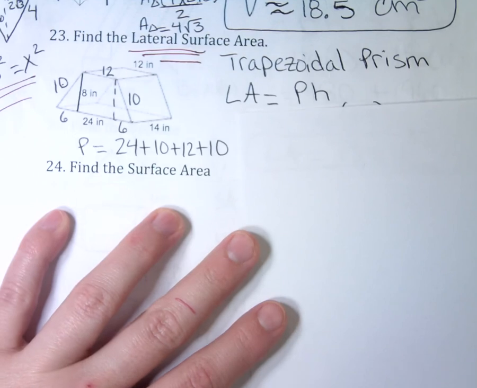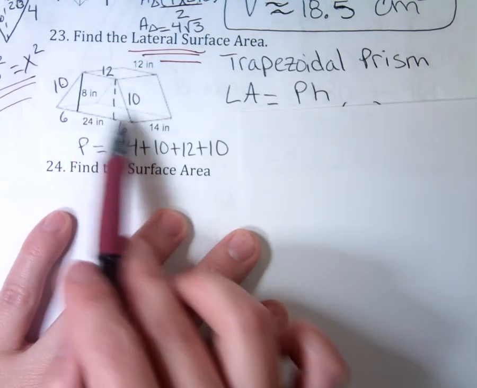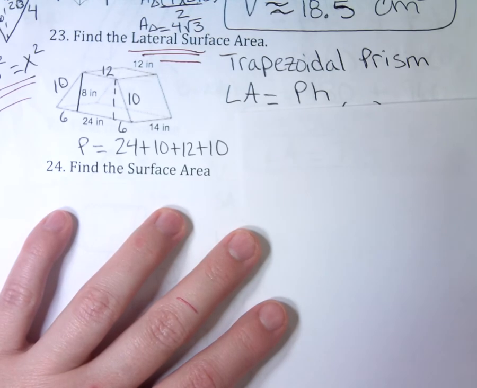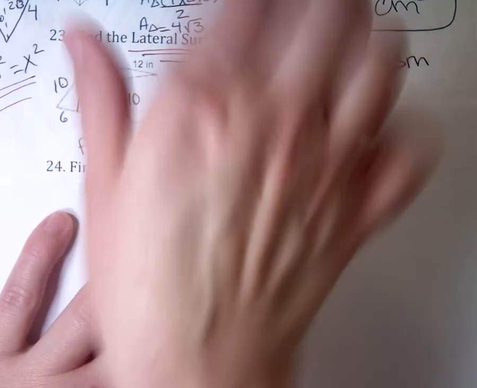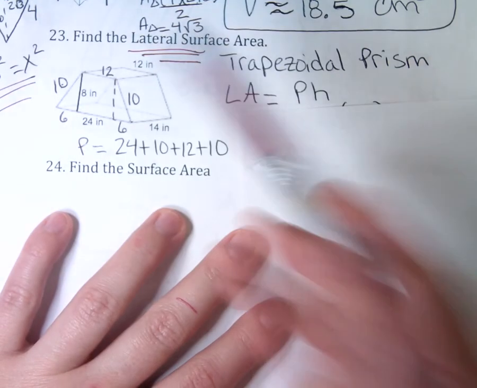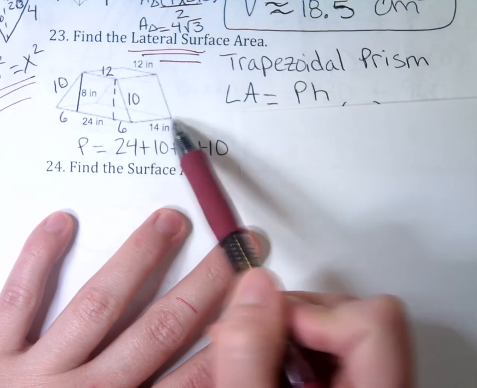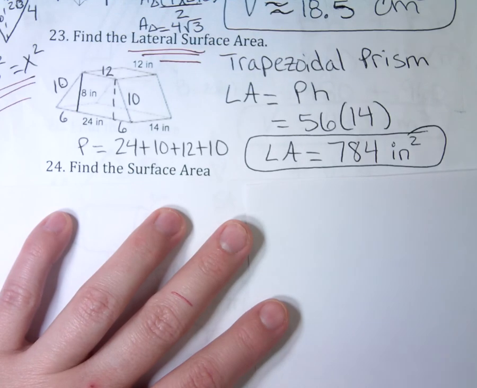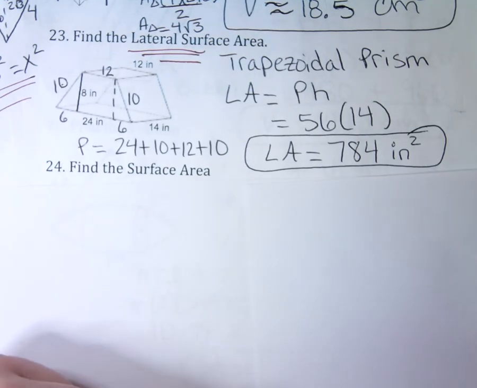So to find the perimeter of the base, I add up the 24, the 10, the 12, the 10. And then if you stood this prism up on its trapezoidal bottom, 14 is its height. That's how tall it would stand. And 56 times 14 makes 784 square inches.